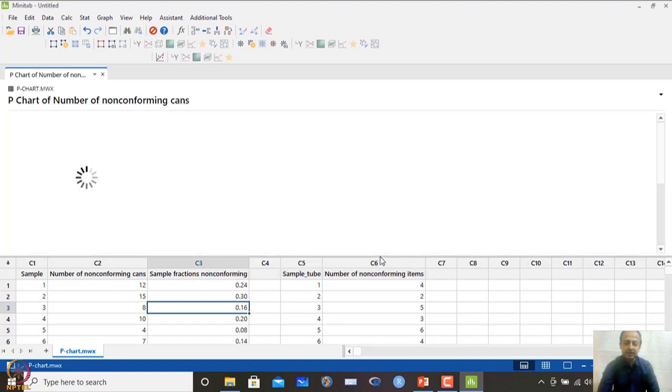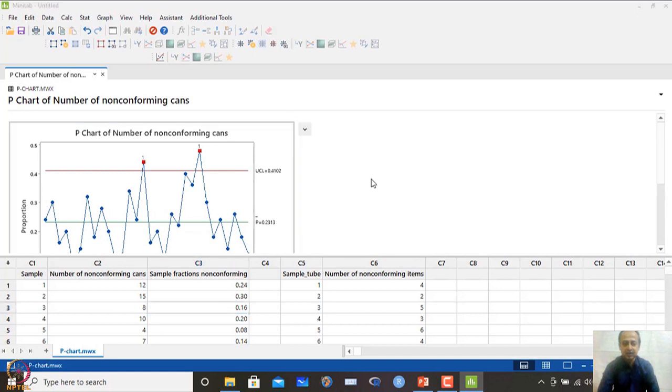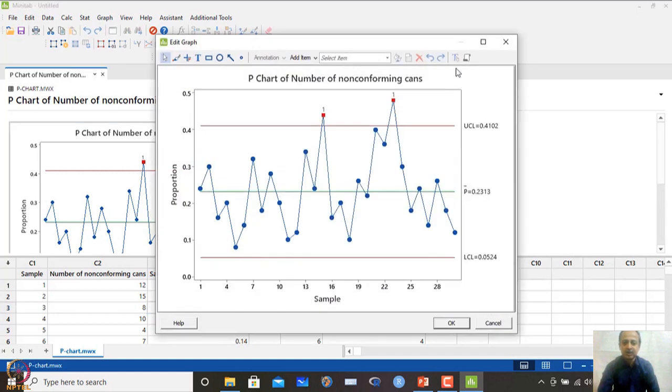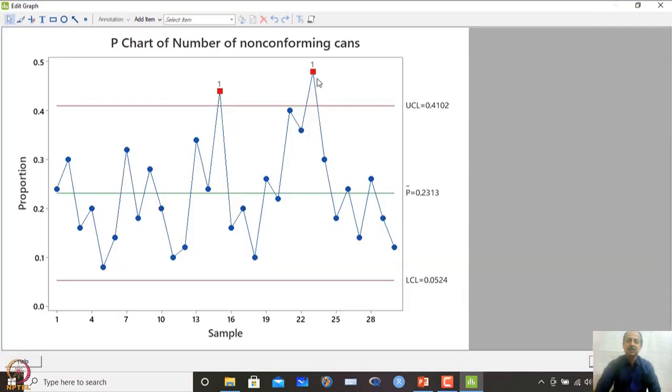What will happen is that you will get the corresponding P chart. In this case, two points are going outside, and these are the abnormal scenarios. The proportion defective goes outside. For the proportion defective, the upper limit line is 0.41, the average is 0.23, and the lower control limit is 0.05. So, two points have gone outside. We have to figure out what has gone wrong at this time point, when the proportion non-conforming is very high at these two points.